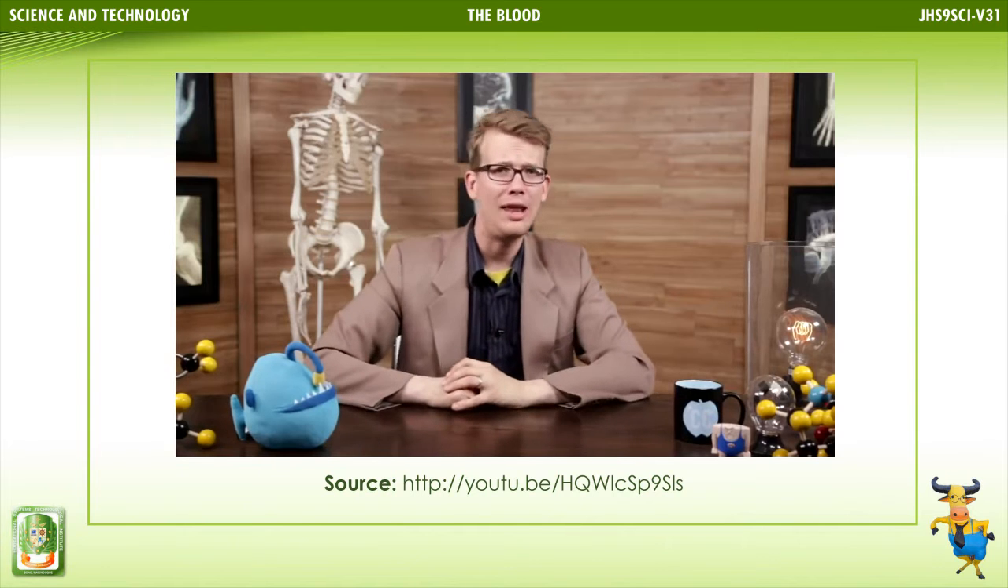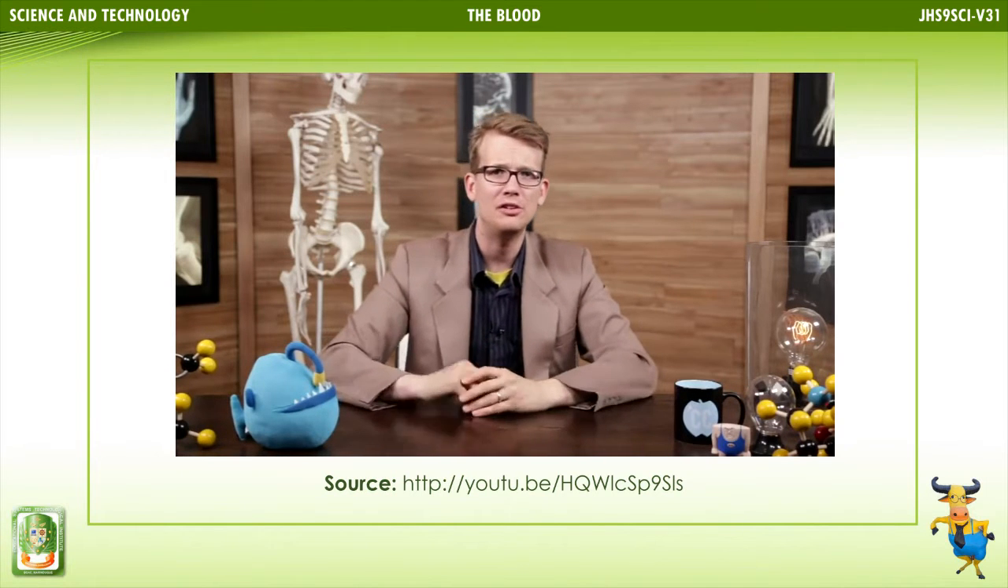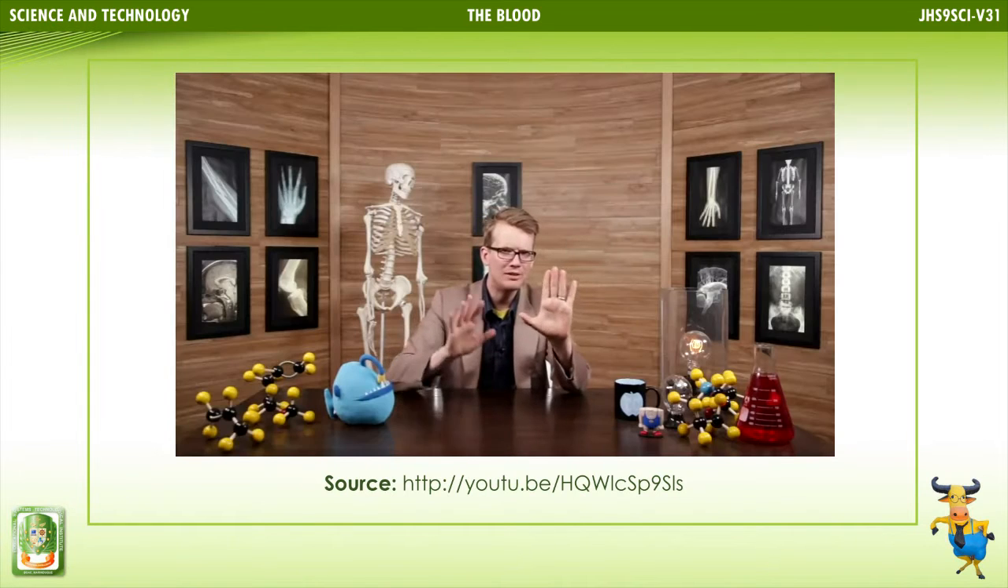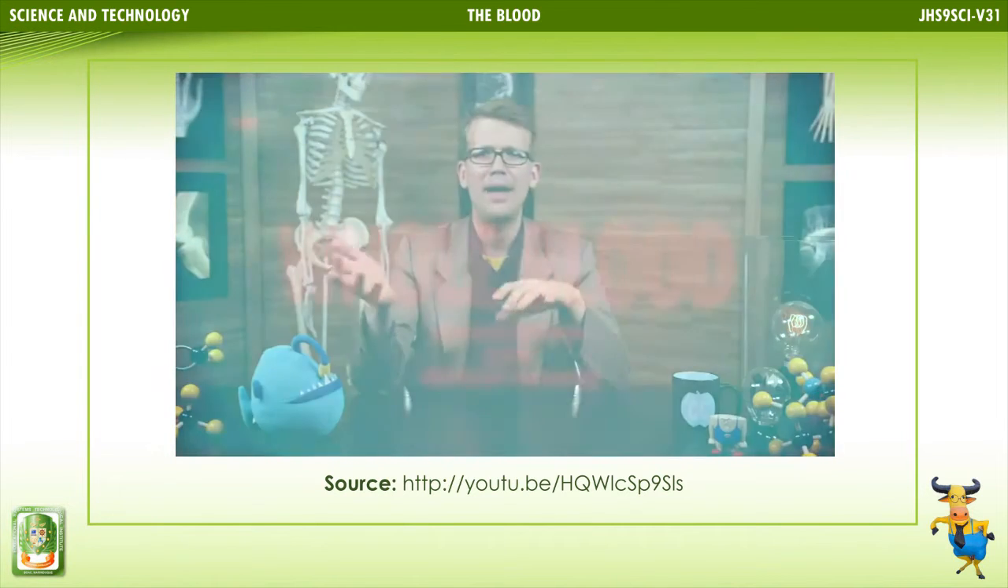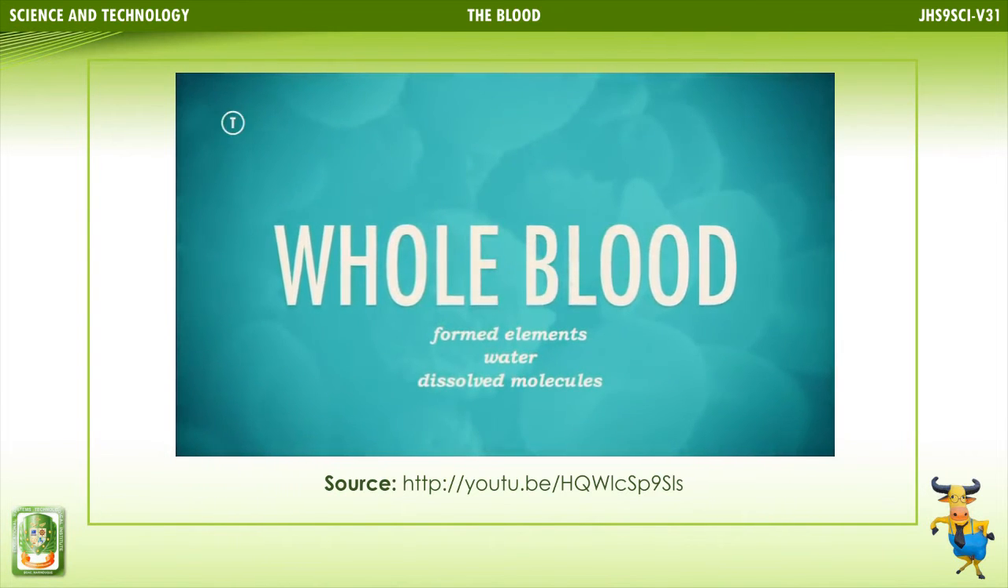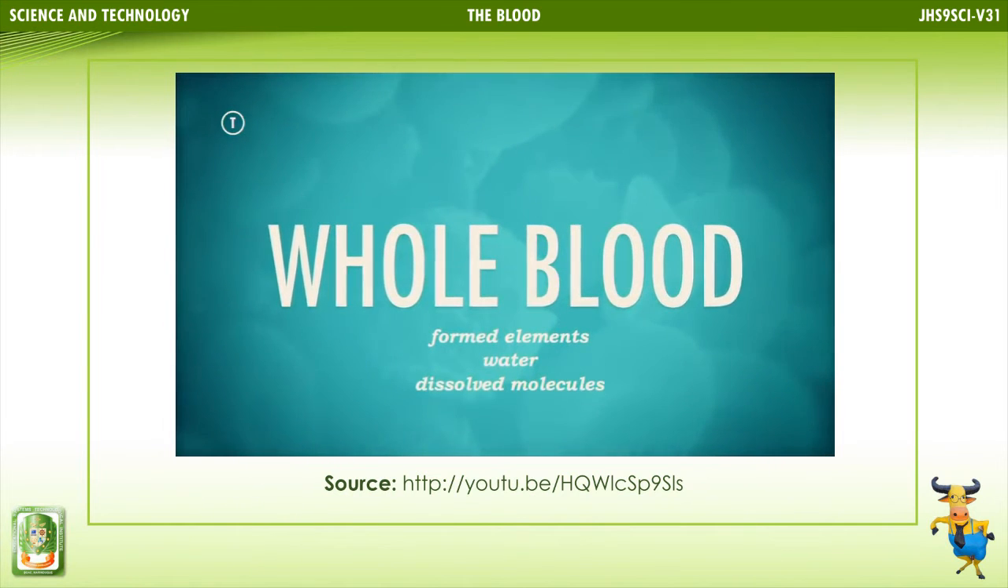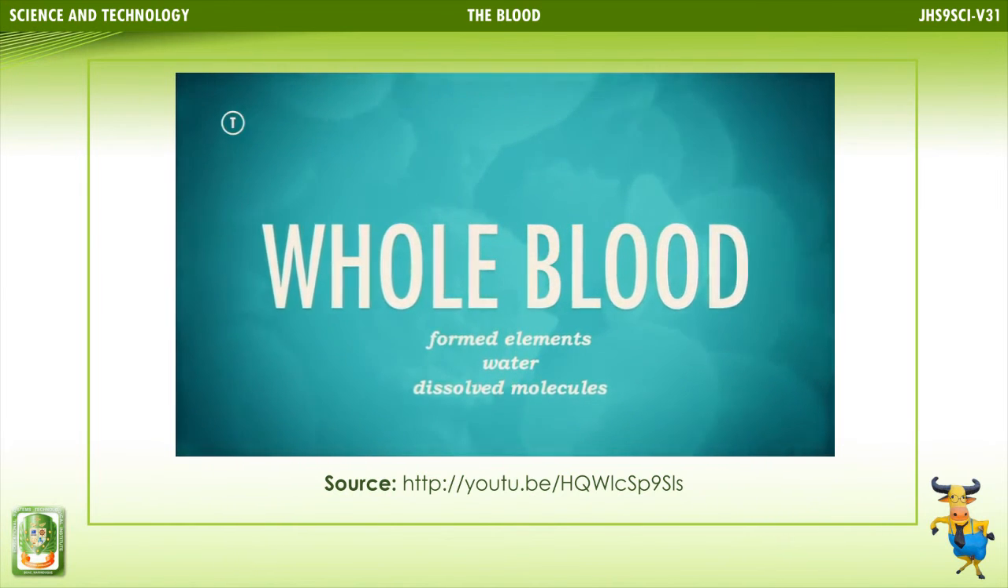But for your blood, the day is just beginning. Soon it will be taken to a lab where it'll be tested for infectious diseases and separated into different parts before heading out to hospitals. So hold up. What exactly do I mean by different parts? Well, the blood that flows from your arm into that bag is whole blood, a mixture of cells and cell fragments called formed elements along with water and lots of dissolved molecules.